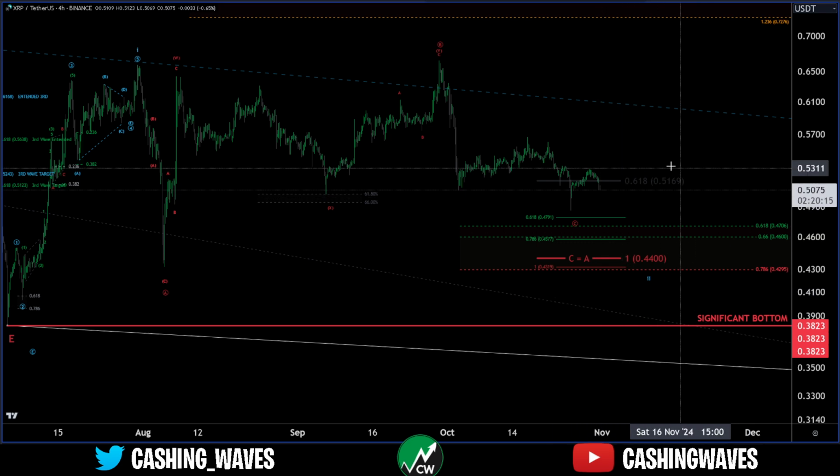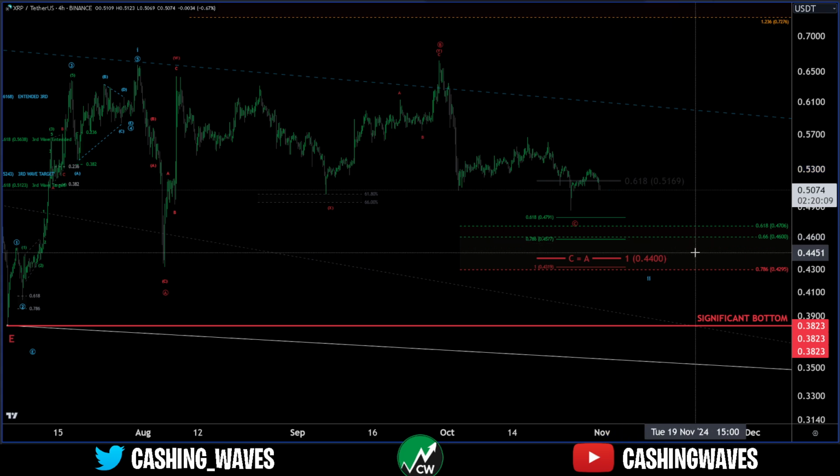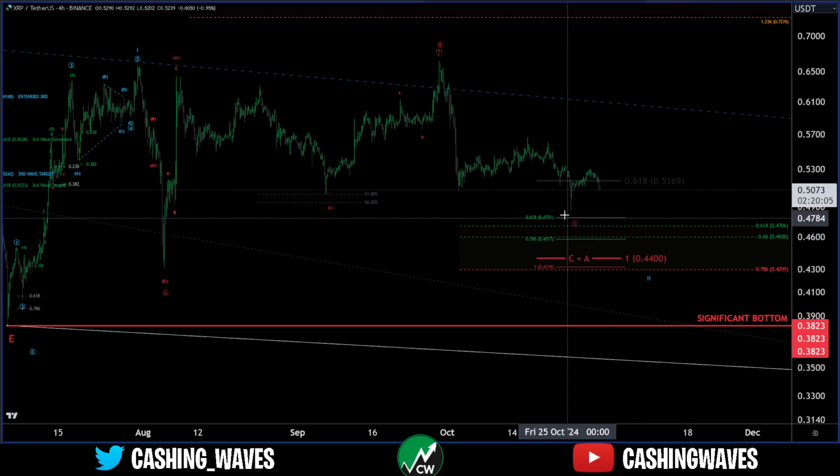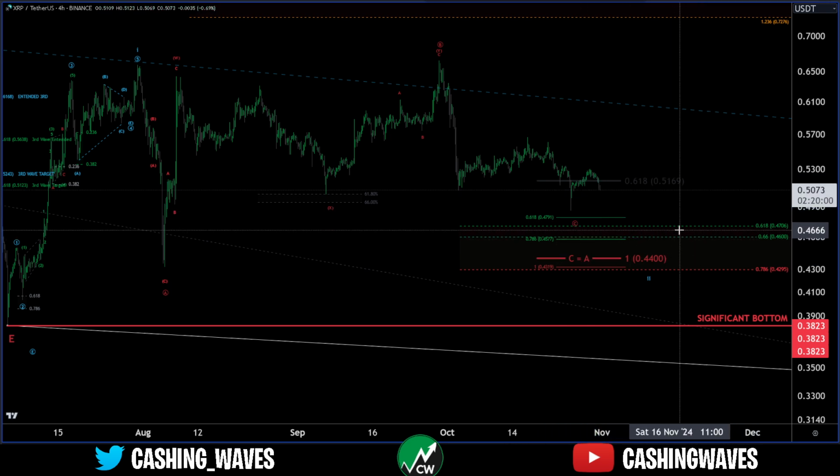It's also important to note that our minimum requirement is that 618, which we've already gone through. So technically a correction can be complete any time here. So I'm going to go to the smaller time frames. I'll show you the option where we are complete here and where we need to come down to further downside.